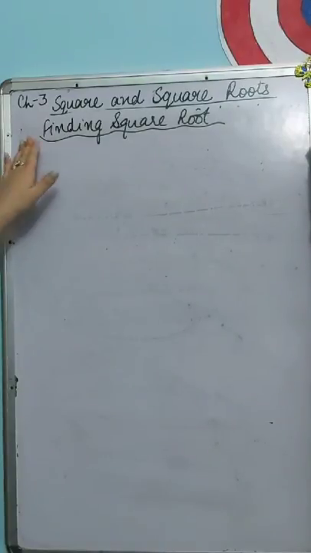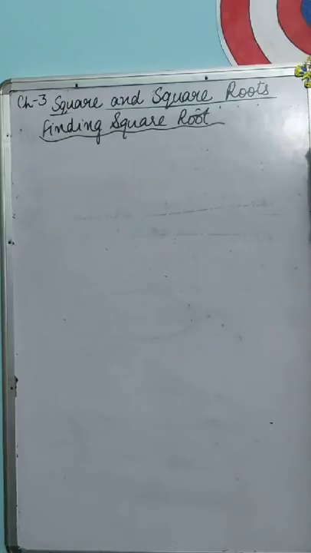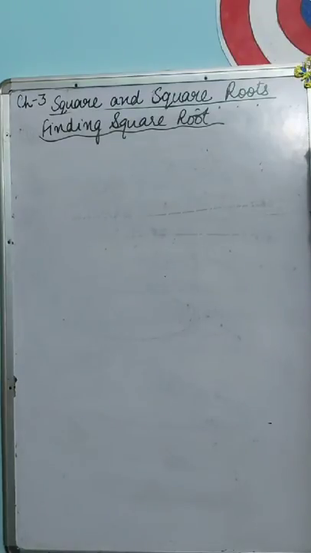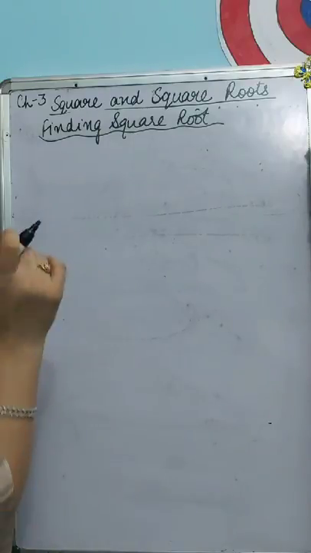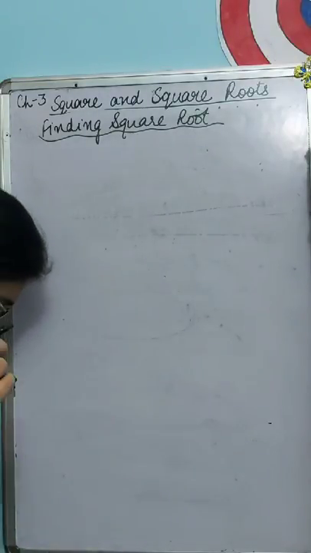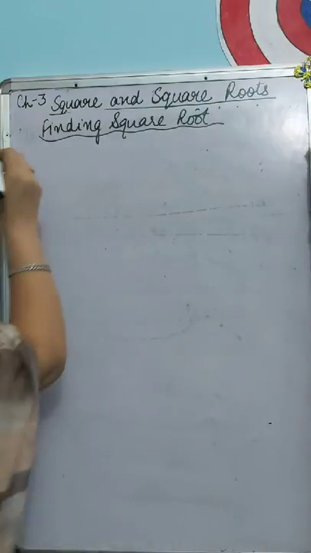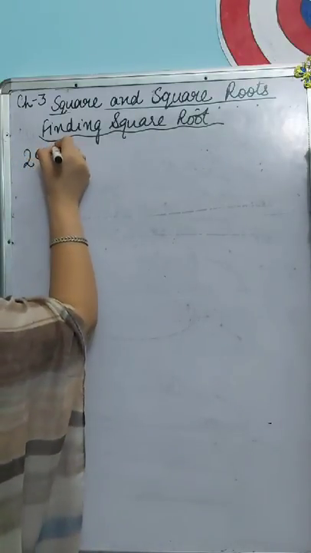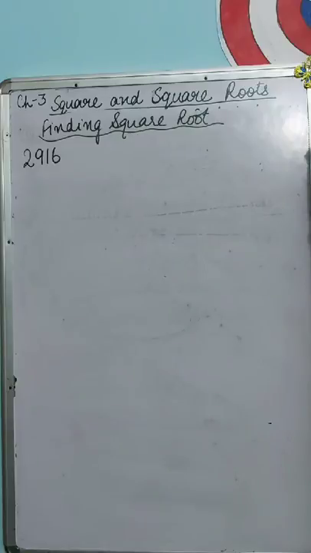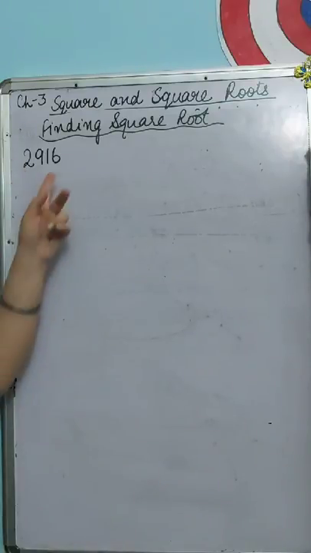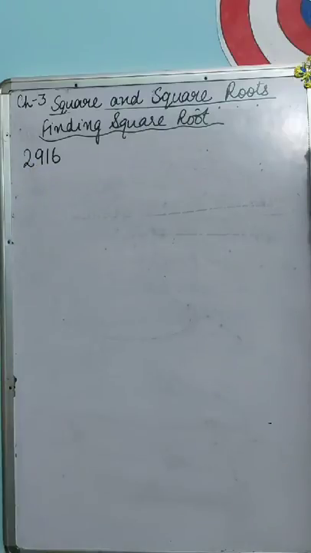So now our most important topic is how to find a square root. To find a square root by the prime factorization method, let us take an example. Like I am taking a number, 2916. No matter how big the number is, you should know whether it is even or odd. You all know what kind of number this is. You all have to see the digit at the ones place.